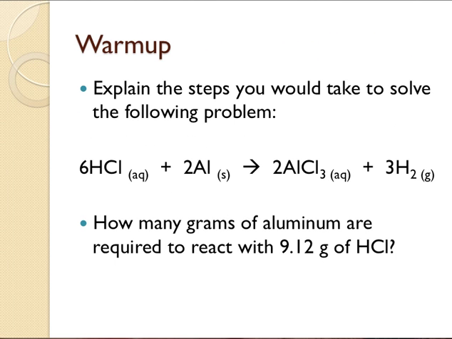All right, so let's go back to stoichiometry and look at this warm-up and think about the steps that you would need to take to solve the following problem. Given that balanced chemical equation, how many grams of aluminum are required to react with 9.12 grams of hydrochloric acid? Pause the screencast, think about it.